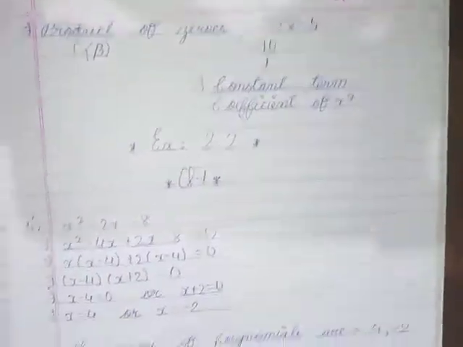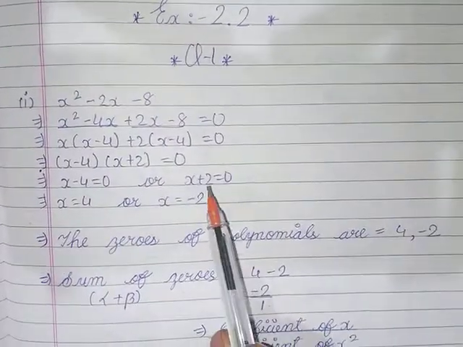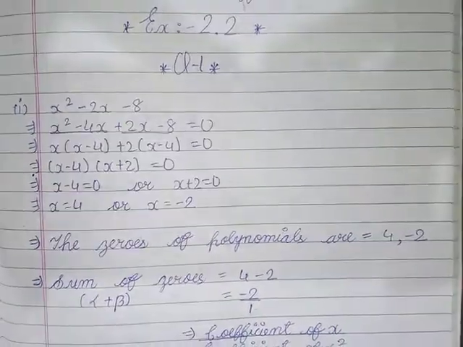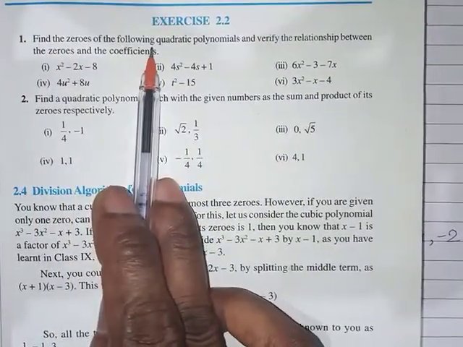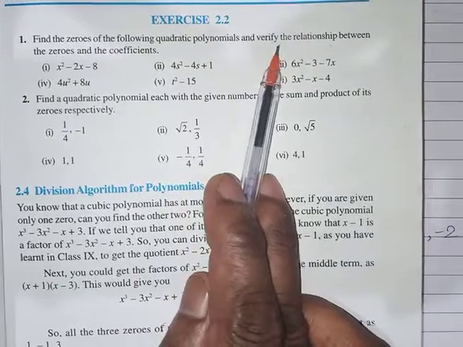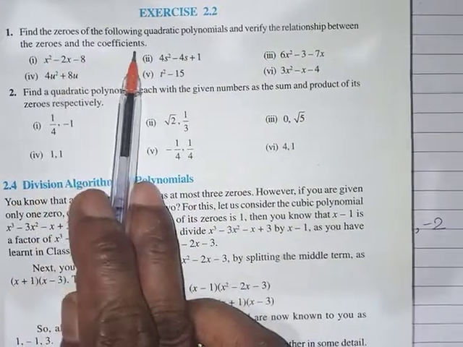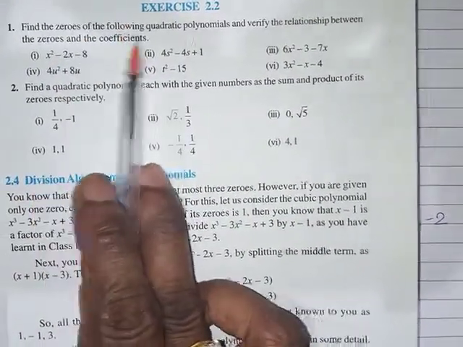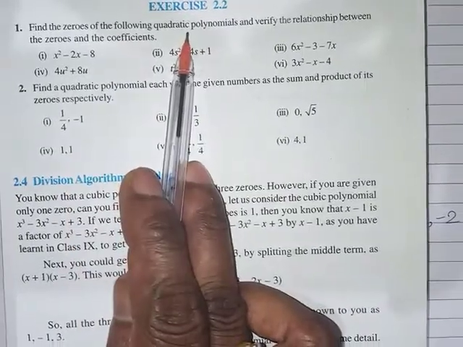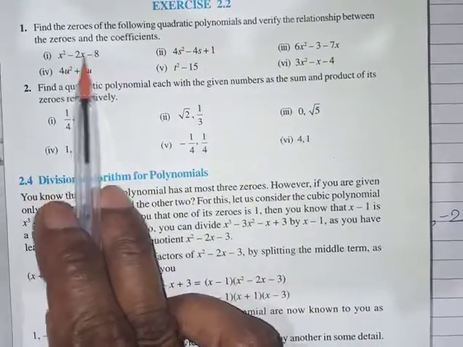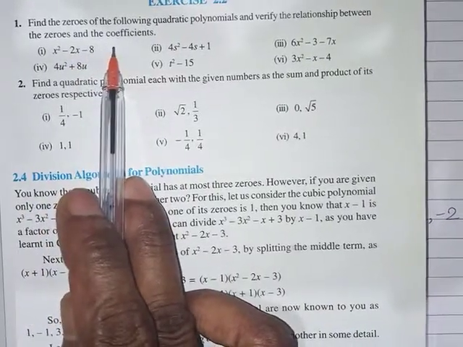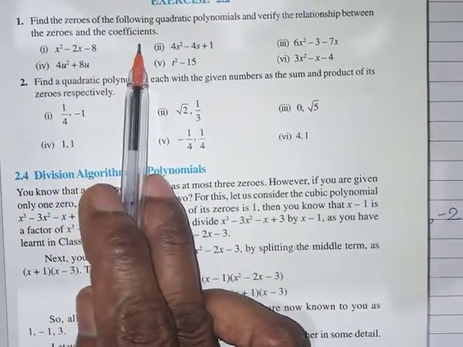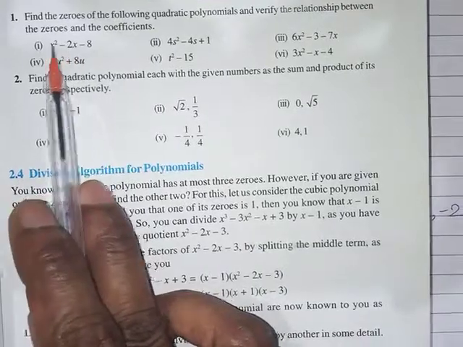Okay, so let's do the exercise the same way. The question is: find the zeros of the following quadratic polynomials and verify the relation between zeros and coefficients. First you have to find alpha and beta. You have to add alpha and beta and then see where this comes. Whether you have to derive and prove that it is minus coefficient of x upon the coefficient of x square.